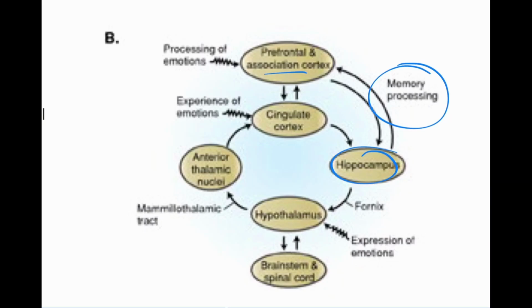Expressions of emotions is the hypothalamus. It also goes to our brainstem and spinal cord. So if you ever had an anxiety attack, the hypothalamus tells the brainstem, your respiratory rate goes up, your heart rate goes up, all part of the anxiety response.